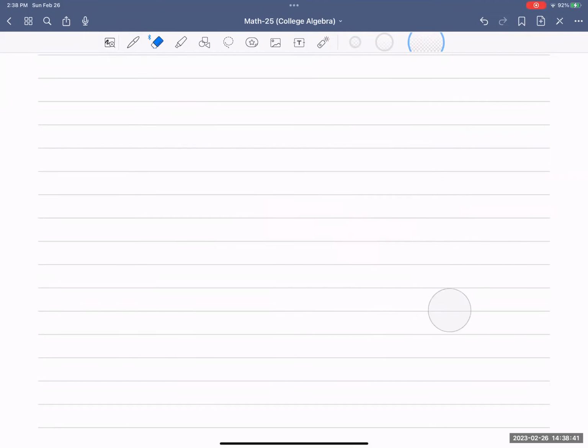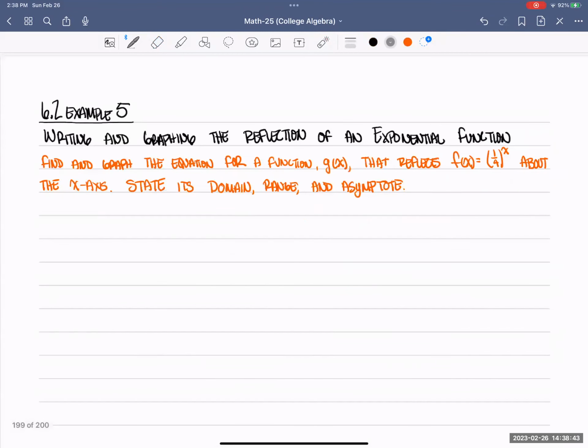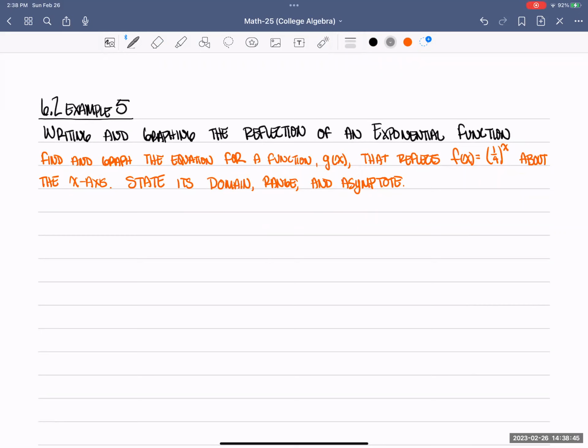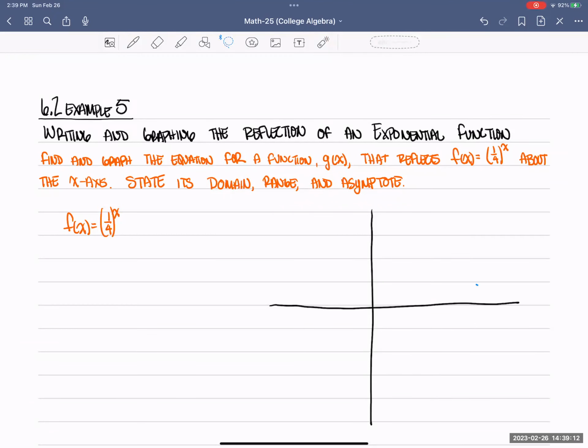So let's erase this and see what we have up here. Find and graph the equation for the function g of x that reflects f of x about the x-axis. So here we have f of x equal to (1/4)^x. And we could graph that.